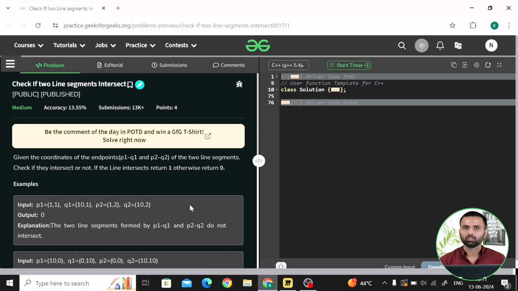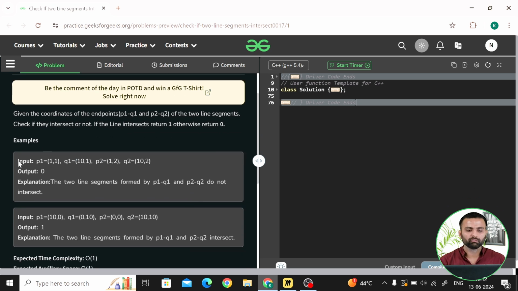So let's talk about today's problem. Our problem name is check if two line segments intersect. Here the question says we are given the coordinates of the endpoints, that is P1Q1 and P2Q2, of the two line segments. We just have to check whether they intersect with each other or not. If they do, return true, else false.